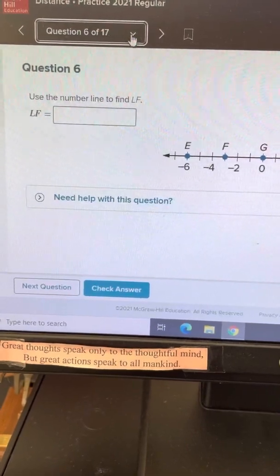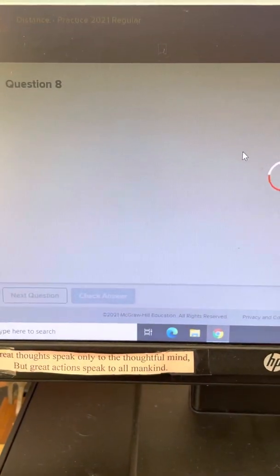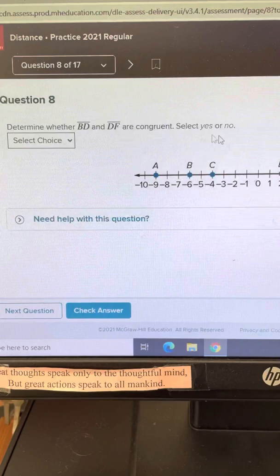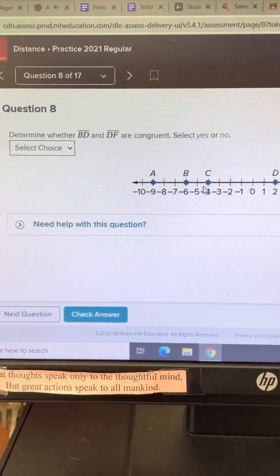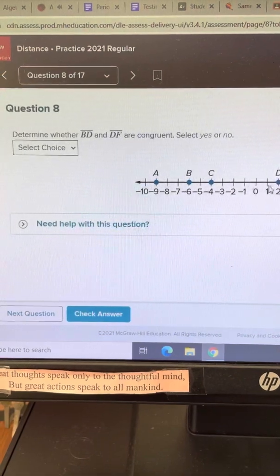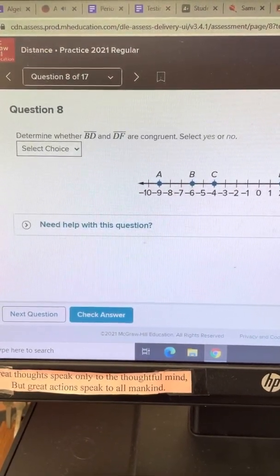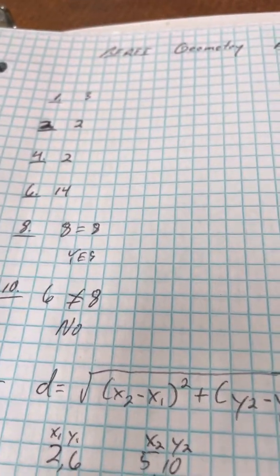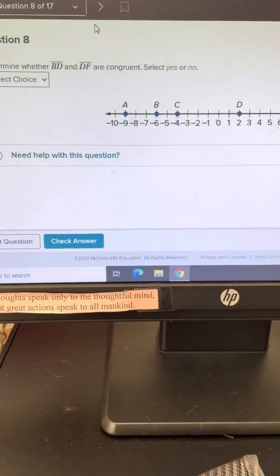Okay, so let's go to number 8. Determine whether BD and DF are congruent. So BD was 1, 2, 3, 4, 5, 6, 7, 8. And then DF is 1, 2, 3, 4, 5, 6, 7, 8. So yes, 8 equals 8. They are equal. They are congruent, same length.